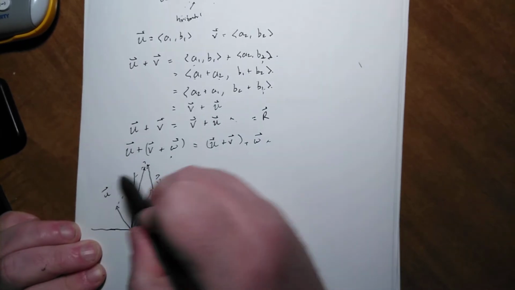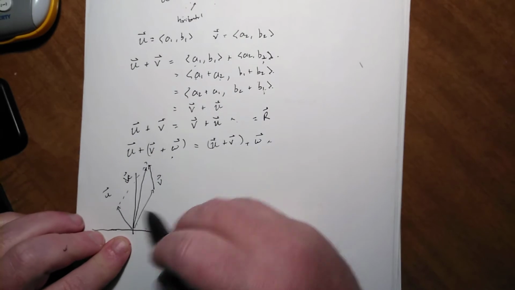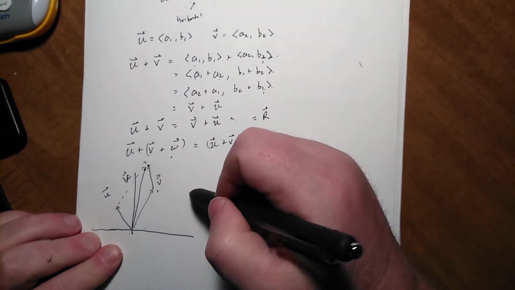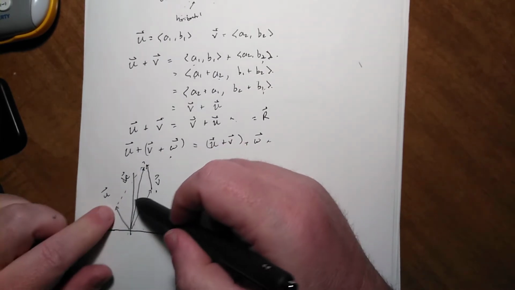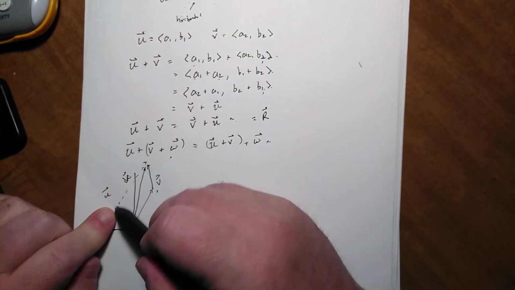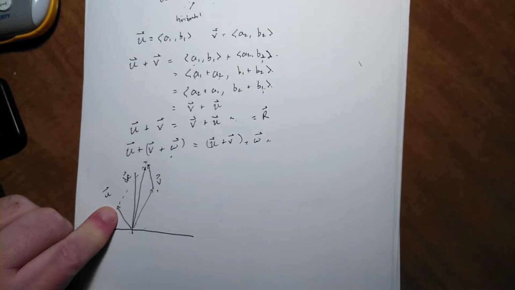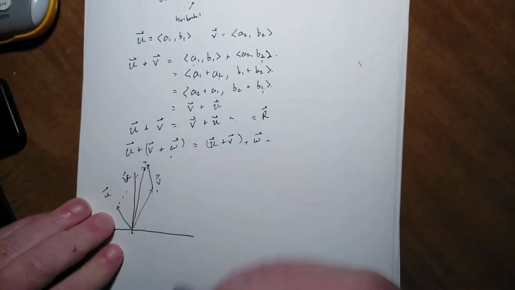You can see that u plus v is the same as v plus u, and it makes this little parallelogram thing. But the idea of geometrically adding them, you're going to place the tail of one vector to the tip of the other one, and we're going to end up with our parallelogram that way. Okay, so that's vector arithmetic, and it doesn't matter how many you have.